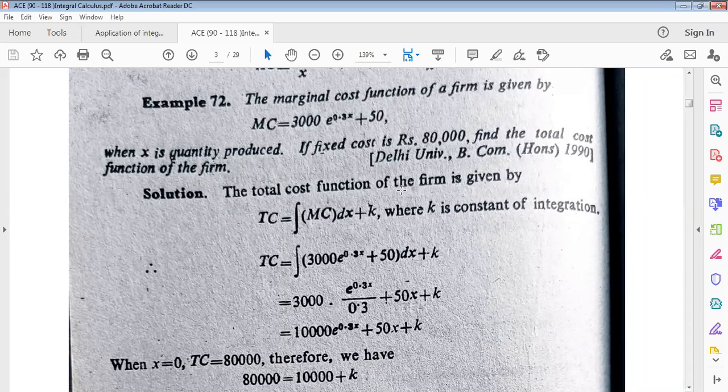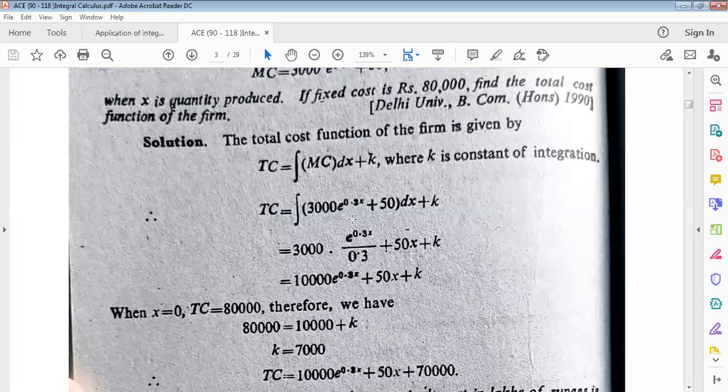Now the total cost function of the farm can be found just by integrating the marginal cost, right? Total cost equals the integration of marginal cost with respect to x, because the variable given here is x. Putting in the marginal cost, 300 is a constant. The formula for e to the power x is e to the power x, but you have to divide by the coefficient of x. The coefficient of x is 0.3, so we must divide by 0.3.